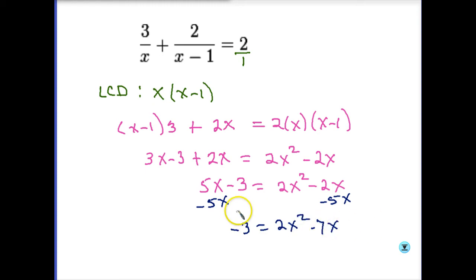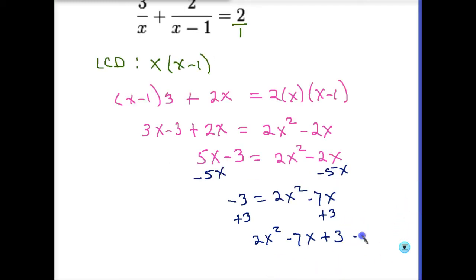And then I'm going to add the 3 to both sides. So I would get 2x squared minus 7x plus 3. Okay, so I have my quadratic, and now I just need to factor and solve it. All right, I'm going to use my x method, and in the top I'm going to do 2 times 3, which is 6. In the middle, I'm going to get negative 7.